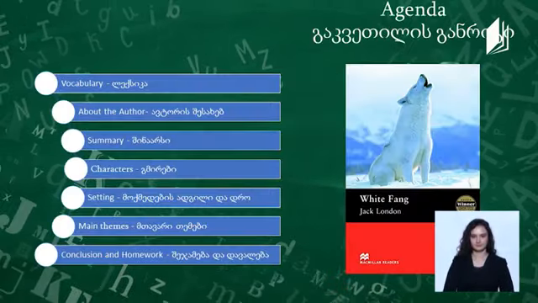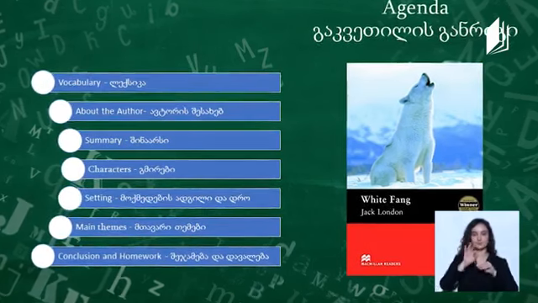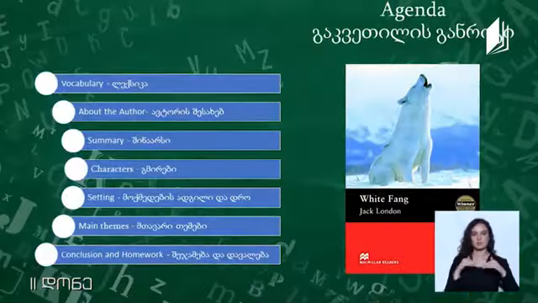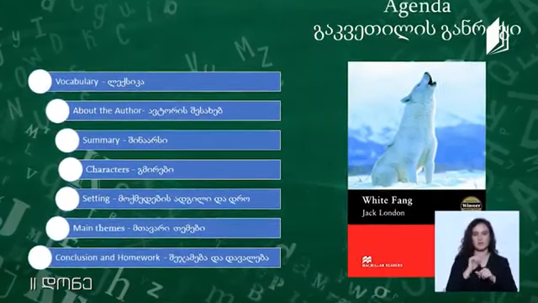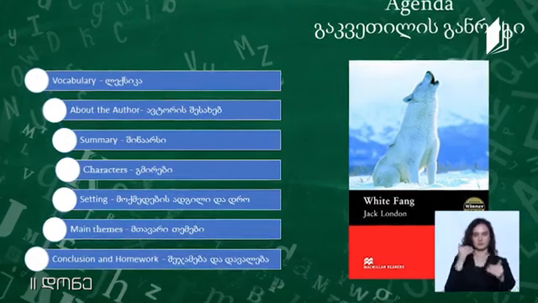Let's have a look at the agenda first. We have the vocabulary, which we will look at, then a look at the author, and maybe a summary of the book. Of course. Then after that, we'll look at the characters, the setting, and some main themes before concluding with a revision of what we learned and giving you our last homework assignment before summer vacation. That has been fun. It has been.